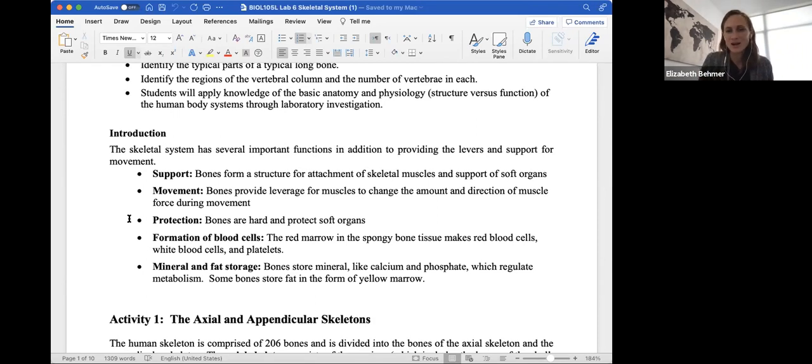So bones are hard and protect soft organs, such as the bones of your skull protecting the brain.